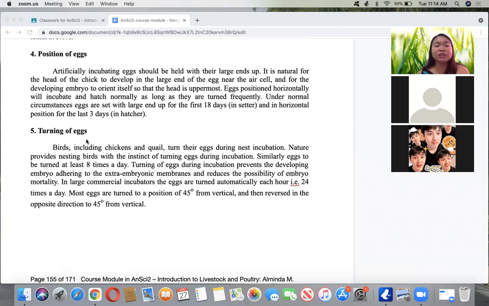So, about positioning of the eggs, artificially incubated eggs should be held with their large end up. So, yung tumoy, nasa down, no, face downward.